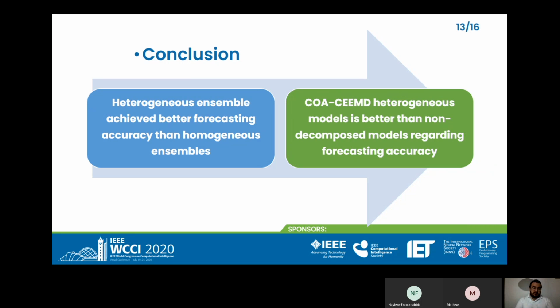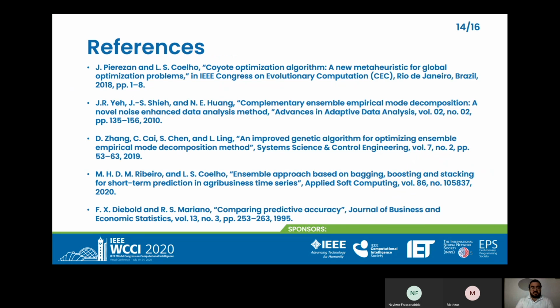Heterogeneous ensemble achieved better forecasting accuracy than homogeneous ensemble, and the COA CEEMD heterogeneous model is better than the non-decomposing models regarding forecasting accuracy. Here are some references used in this presentation.